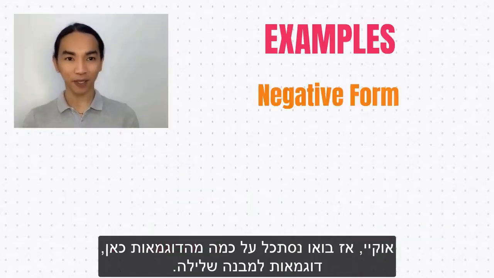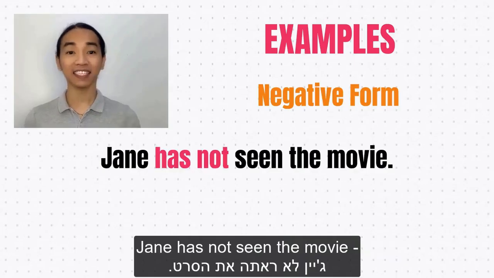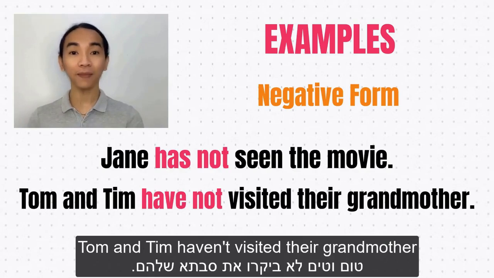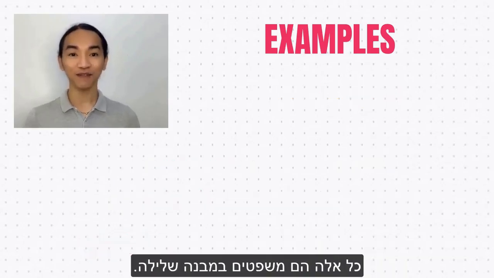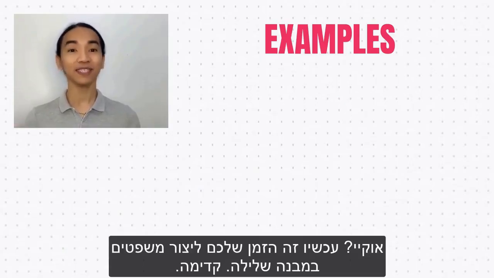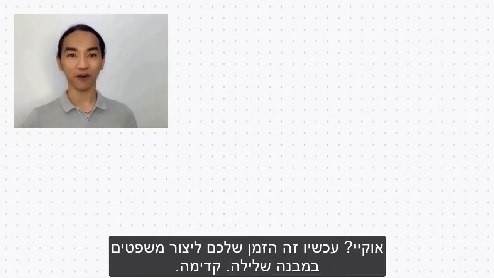Okay, so let's take a look at some examples here. I have some examples for our negative form. Jane has not seen the movie. Tom and Tim have not visited their grandmother. They have not talked to their classmates. So all of these are in negative form. Okay? Now it's your time to create your sentences in negative form. Go ahead.